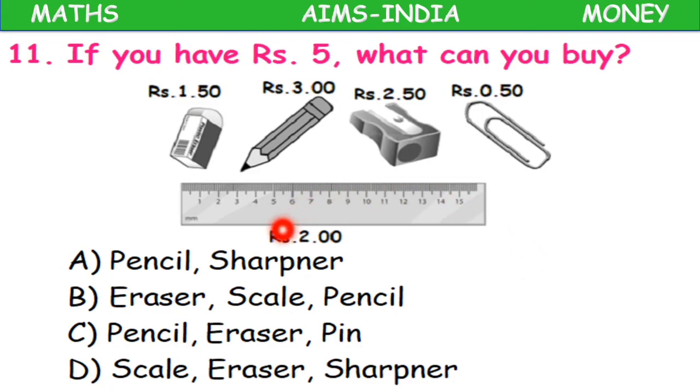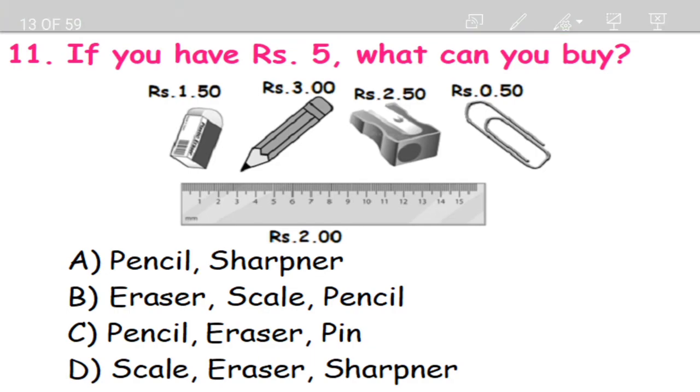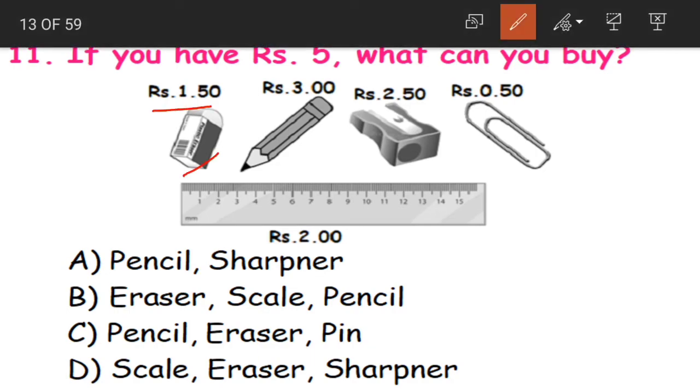Next question 11. Again see a similar question here. If you have 5 rupees, what can you buy? What are we having here now? We are having only 5 rupees with us. An eraser costs 1 rupee 50 paise. Pencil costs 3 rupees. Sharpener costs 2 rupees 50 paise. Paper clip costs 50 paise. And scale costs 2 rupees. Now we should find out which items can we buy.